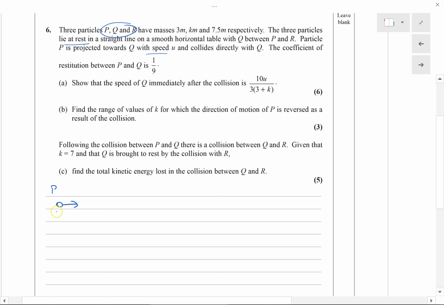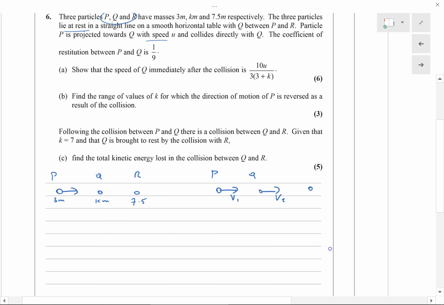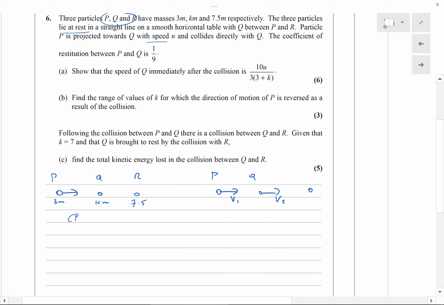That's the P particle, it's got mass 3m. Q is at rest with unknown mass, Km. And R is also at rest. So obviously after the first collision, let's call this one V1, this one V2, that's for P and Q. And of course R is still not moving. So let's do our conservation of linear momentum equation first.